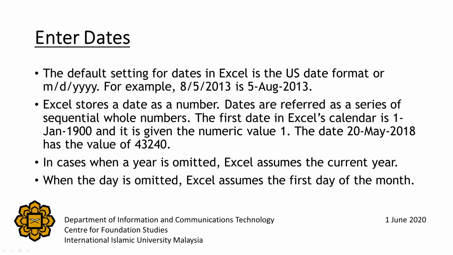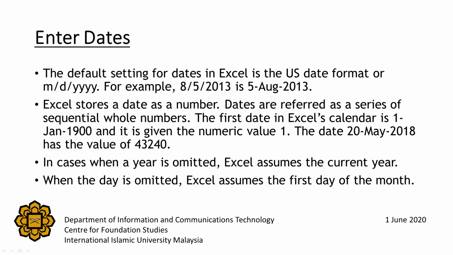Please remember that. Excel will store the data as a number data type. Dates are referred to as a series of sequential whole numbers. The first date in Excel's calendar is the 1st of January 1900, and it is given the numeric value 1. The date of 20th May 2018 has the value of 43,240. In cases when a year is omitted, Excel will assume the current year, and when the day is omitted, Excel will assume the first day of the month.